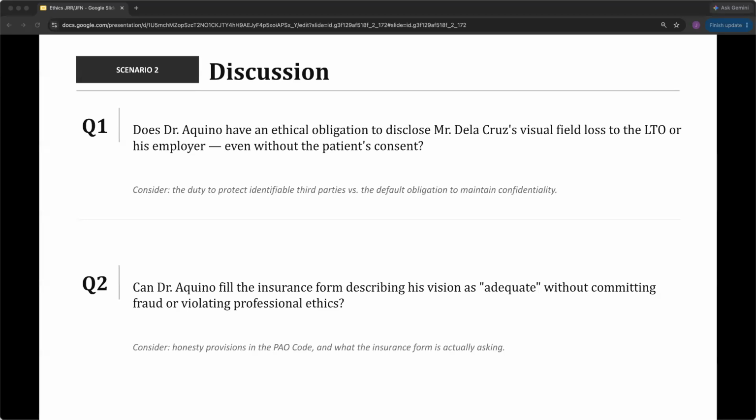And second, can Dr. Aquino describe Mr. De La Cruz's vision as adequate on an insurance or licensing form if the clinical findings suggest otherwise? Consider what the form is asking her to certify and what obligations physicians have to provide truthful and accurate information in official documents. Is loyalty to the patient ever a justification for omitting, minimizing, or misrepresenting medical findings? And from these, remember that this case involves competing duties: protecting the patient's interests, maintaining confidentiality, ensuring public safety, and preserving professional integrity. All of these are important values. So the challenge lies in determining how they should be balanced in the situation that we have.